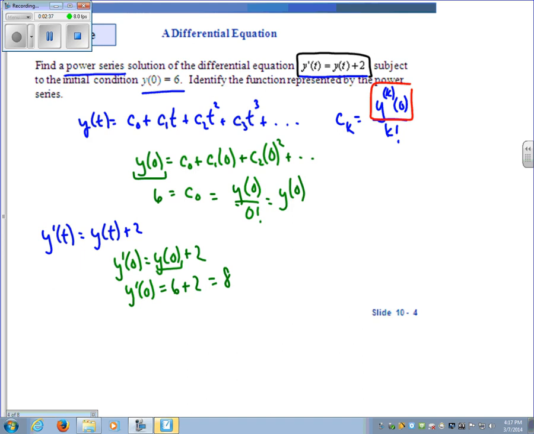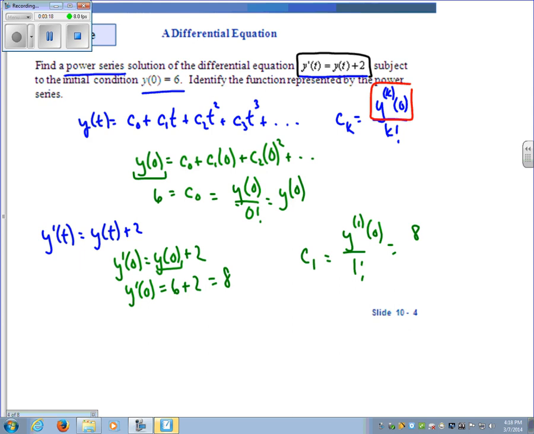Now y prime of 0 tells me the c sub k is going to be equal to 8 over k factorial. And this is just for the first derivative, so this is just for c1. c1 will be equal to the first order derivative at 0 over 1 factorial, and the first order derivative at 0 is going to be 8. So 8 is just c sub 1.